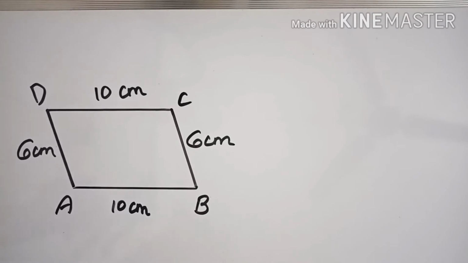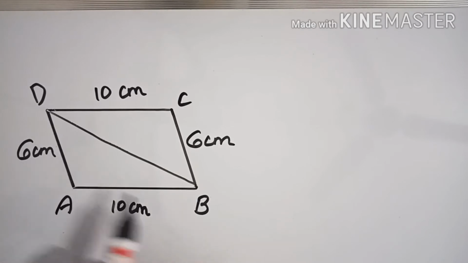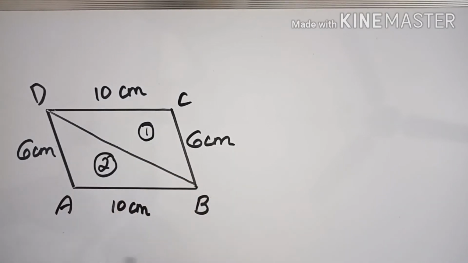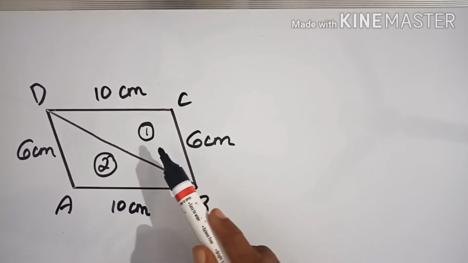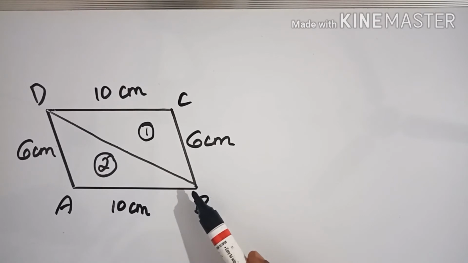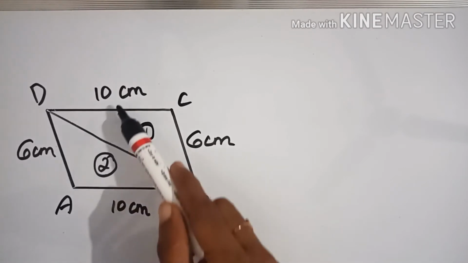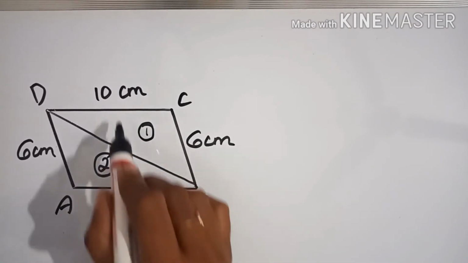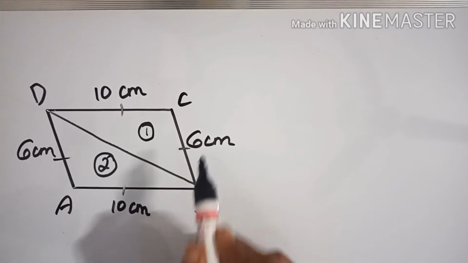So for that let's draw a diagonal of this quadrilateral. Diagonal means from D to B. Let's draw it like this. DB is the diagonal of this quadrilateral. Now you can see two triangles here, the first is this one, the second is this one. Now check these two triangles. For the first triangle, 10 centimeter is one side, 6 centimeter is the next side, and DB is the third side. For the second triangle also, 10 centimeter is here, same as the upper triangle, and 6 centimeter is here. These two sides are equal, and these two sides are equal.